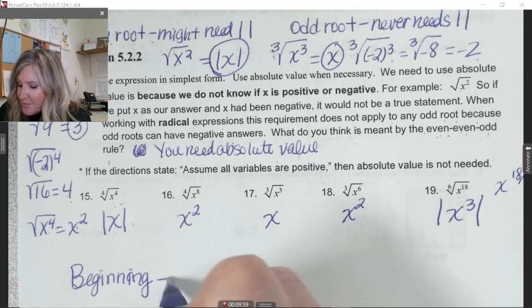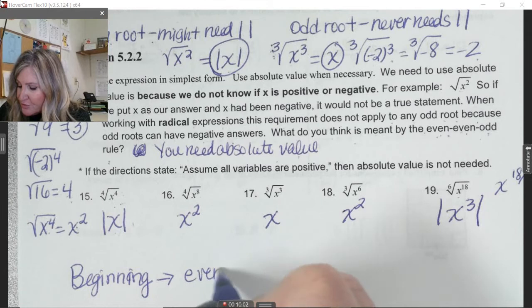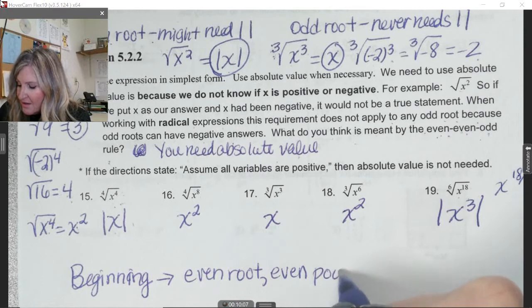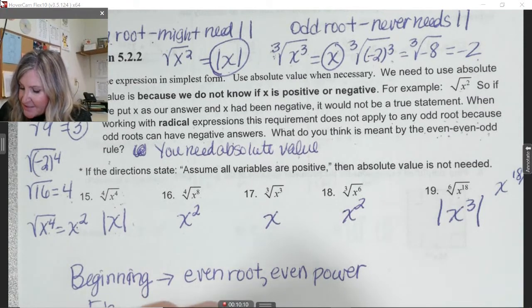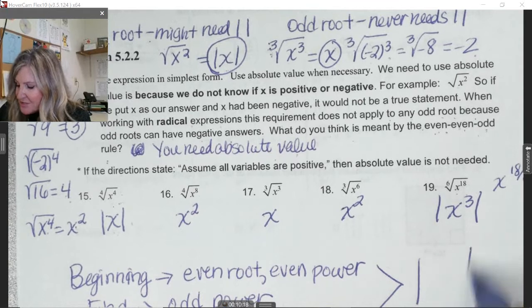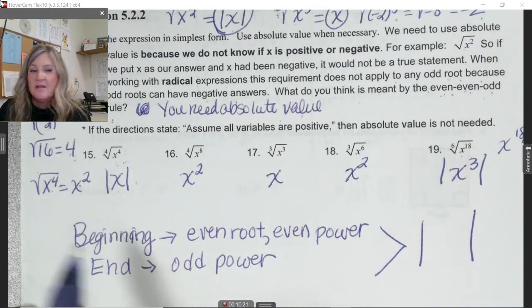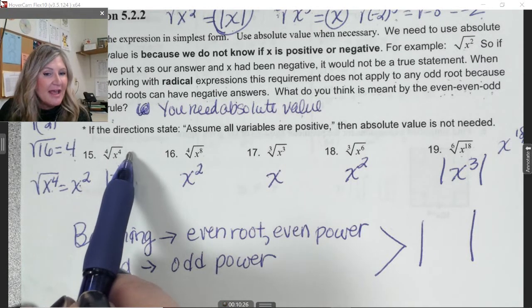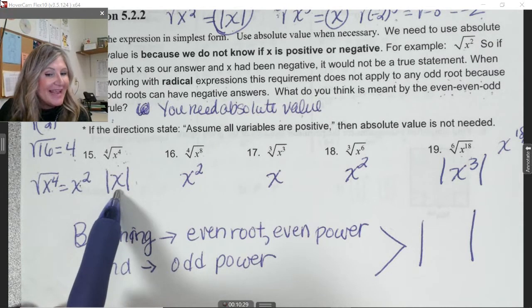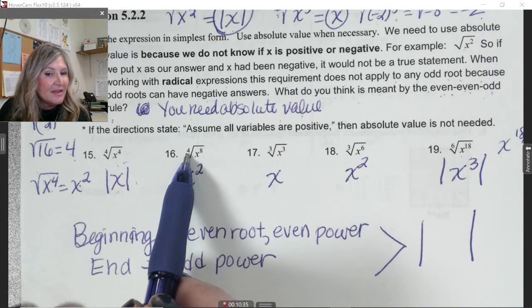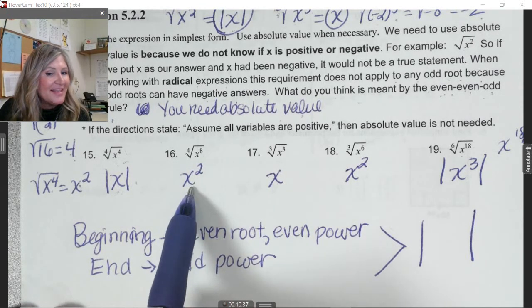So at the beginning of the problem, if we have an even root, an even power, but then at the end, we have an odd power, that is when we need absolute value. Look, on this problem, at the beginning, I have an even root, I have an even power, but at the end, my answer has an odd power. On this one, at the beginning, I have an even root, I have an even power, but at the end, I have a what?